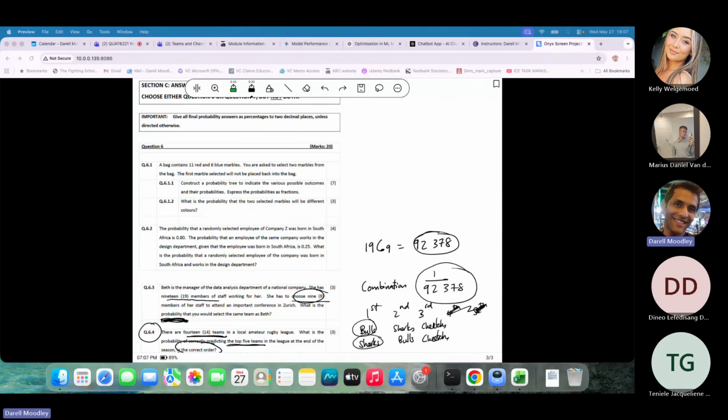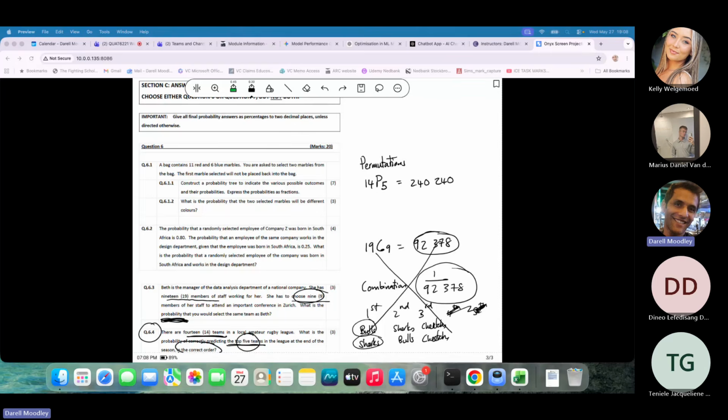So now it's not going to be combinations, it's going to be permutations. So the P. Now you're selecting from a group of 14, so it's 14P, and the number of teams is 5. So it's 14P5. And if you work that out, you will get 240,240.